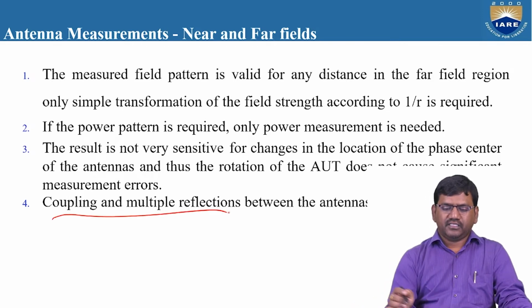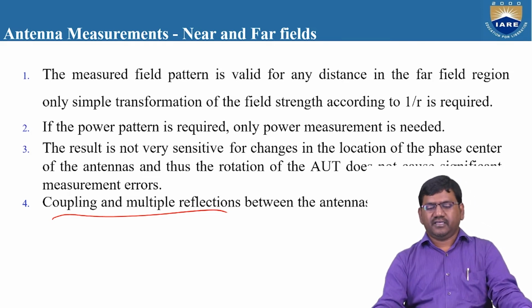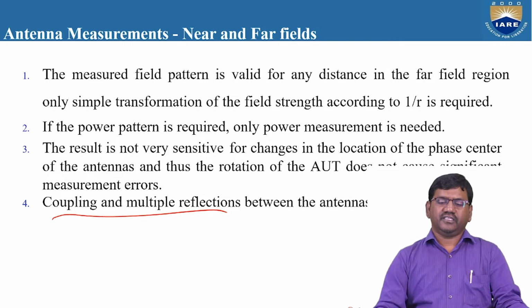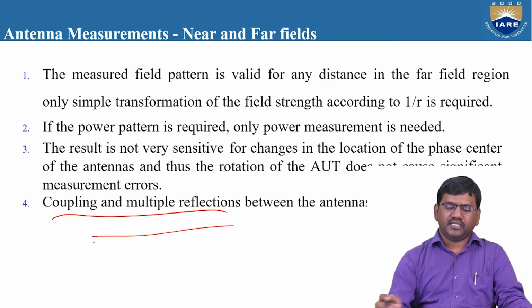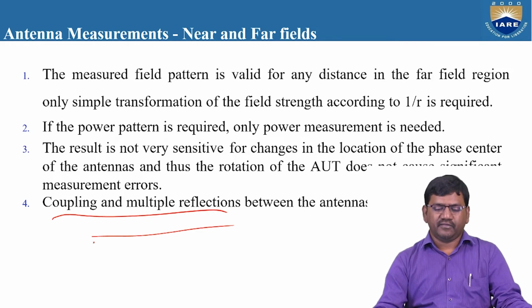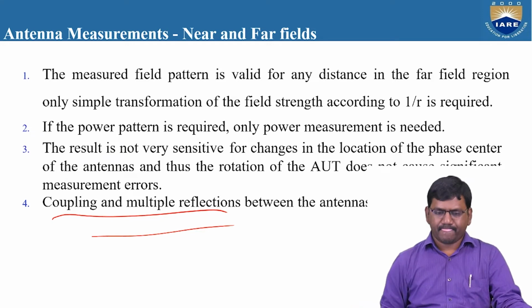Here you can see there are coupling and multiple reflections. That means in the first zone, the near field zone, where the distance is very small, the coupling, multiple reflections and inductance will be more if two antennas are placed very near to each other. The inductance is more, coupling will be more, and the reflections will be from the transmitting antenna to the receiving antenna, and from the receiving antenna to the transmitting antenna.